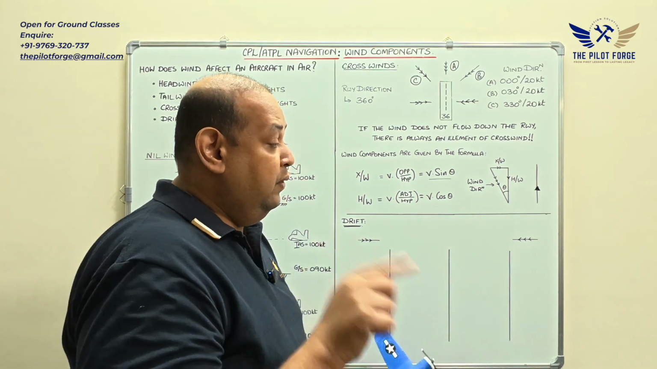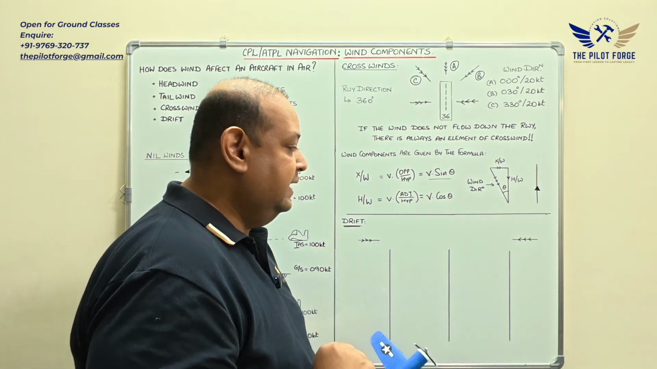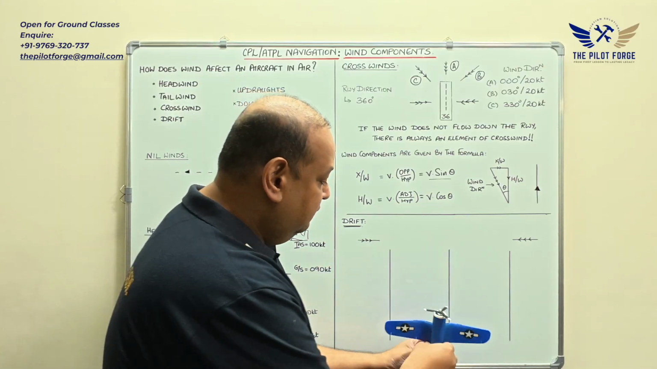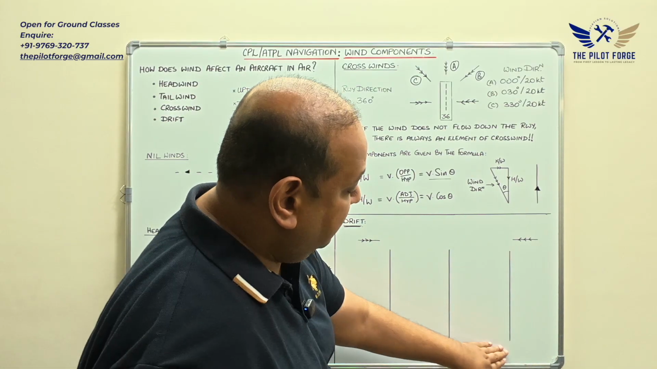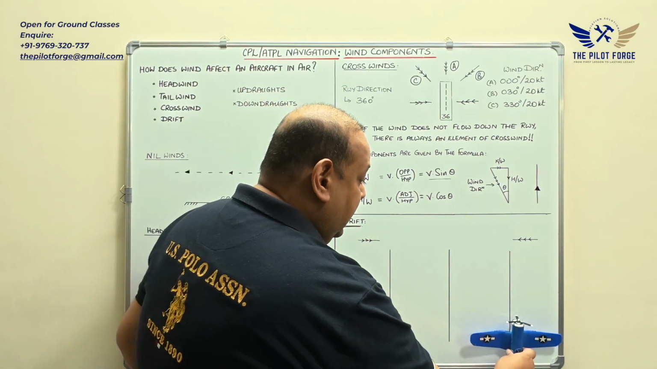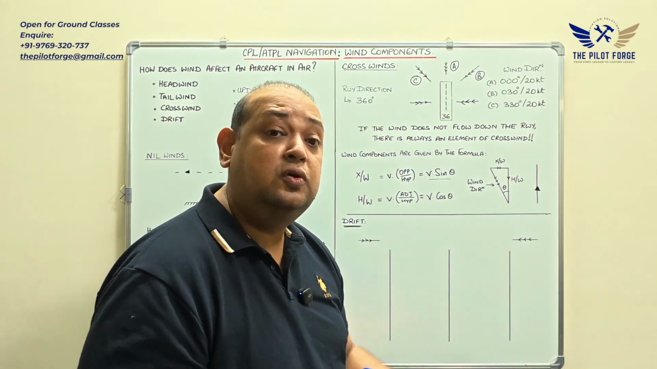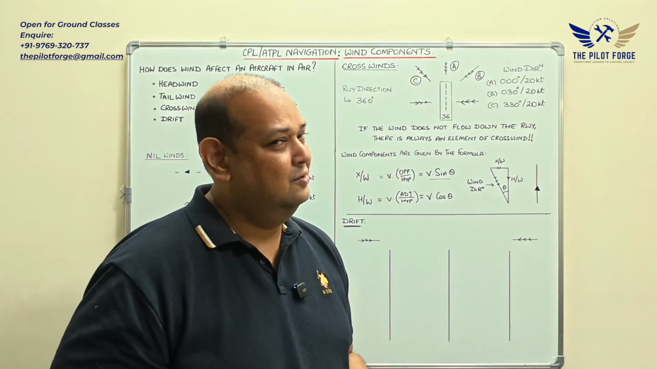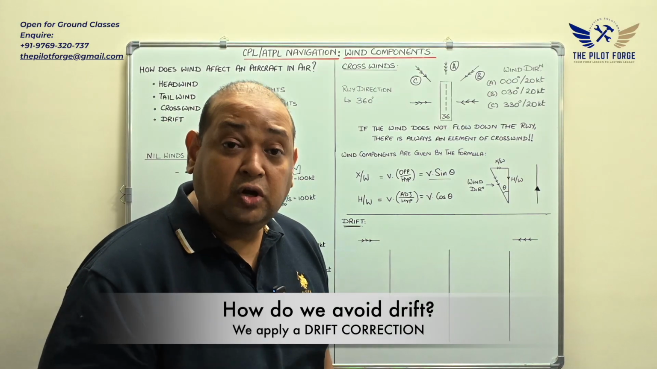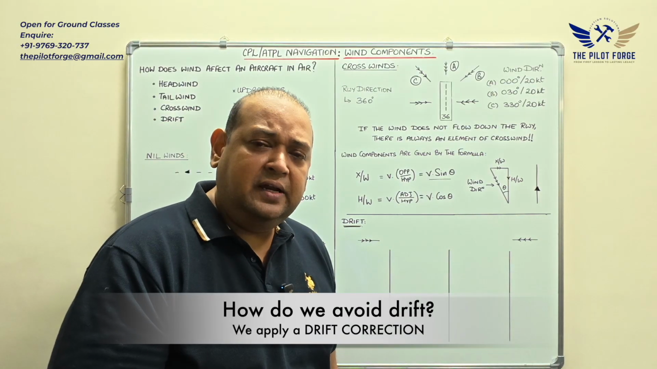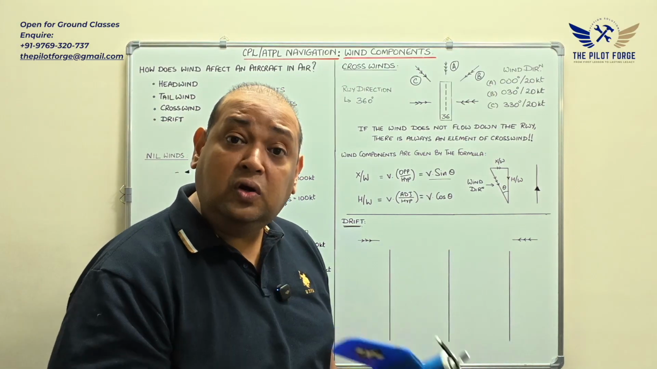Now, we need to ensure that we don't get drifted by the wind, because if this is our track and if A is here and B is here, ending up over here is not going to be useful. What if this distance was over 300 nautical miles? Not useful, right? So, what do we do? We apply a drift correction, or we hold the drift.